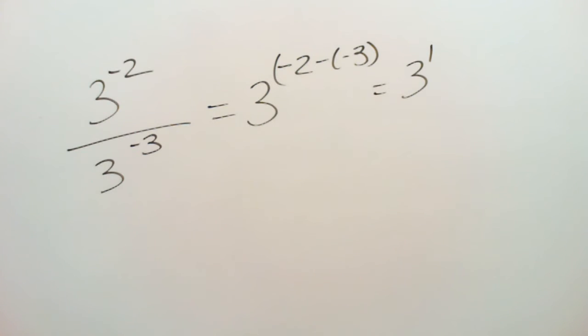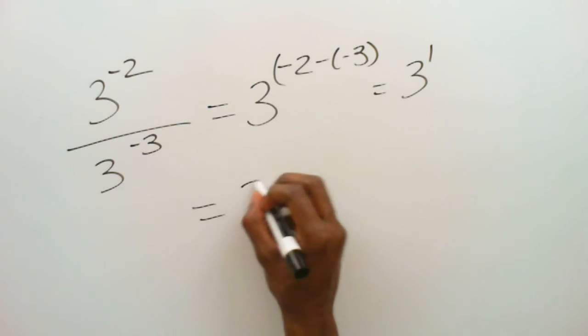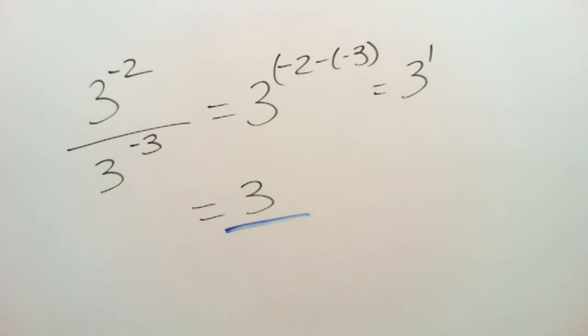After applying the quotient rule, we are left with 3 to the first power. At this point, we need to raise 3 to the first power. Doing so, we get 3 as the answer.